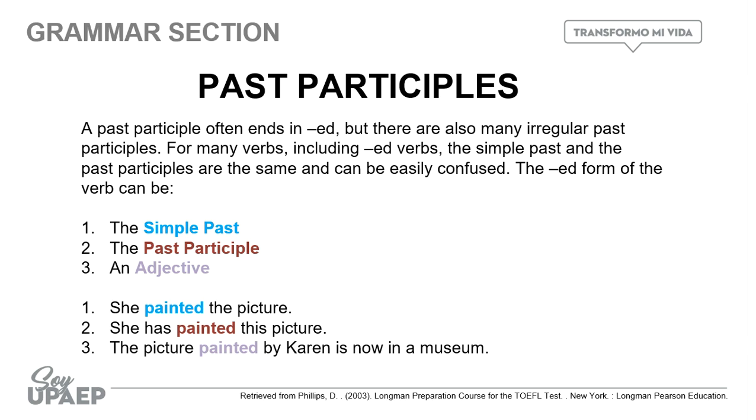Or an adjective: the picture painted by Karen is now in a museum. So if you notice in this case, painted, that is a past participle with ed, is working as an adjective that is describing the picture. Okay? Yes, there are many past participles that have ed, but there are also many that are irregular, and they follow the same rules. Okay?